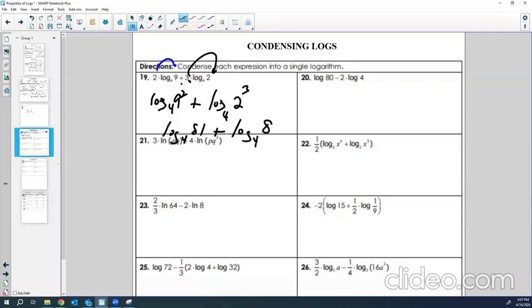Can we condense anything else? No. So now I'm going to focus on addition. I'm adding, so what should I do with those 2 terms? Multiply. That gives me log base 4 of 81 times 8.